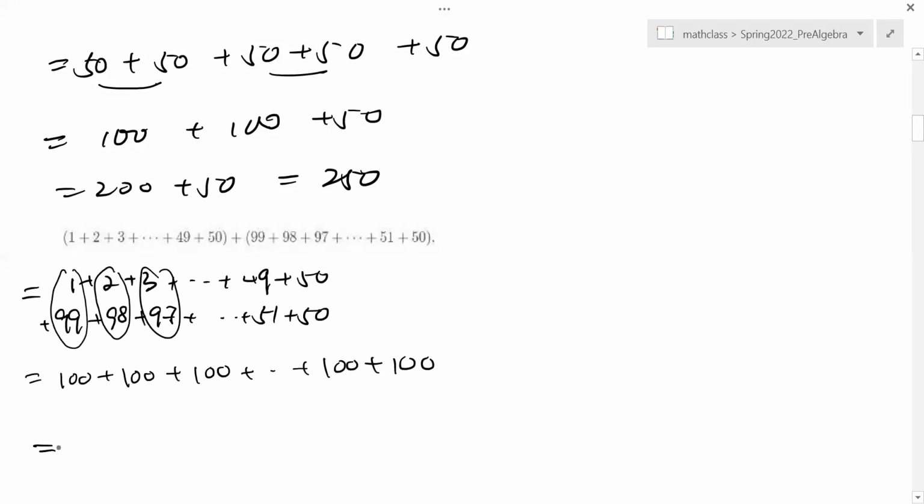So I have to use multiplication, otherwise it takes too much time. That's 50 times 100, and so it's 5,000. So you get 5,000. That is another way to regroup the numbers. There are 50 pairs of numbers, but you have to find the right match, otherwise it takes forever to do the computation.